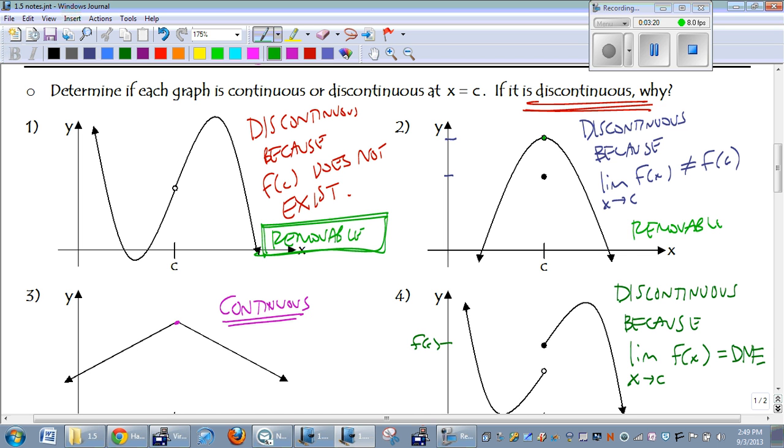In this case, we would have to redefine f of c. Instead of having f of c right here, we need to have it up here. If we were able to do that, it would be continuous. So this is considered another removable discontinuity.